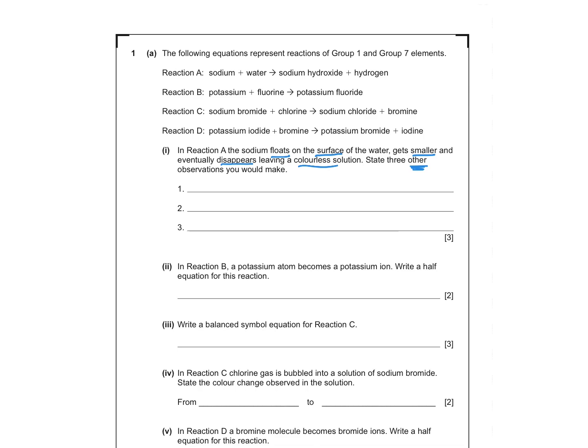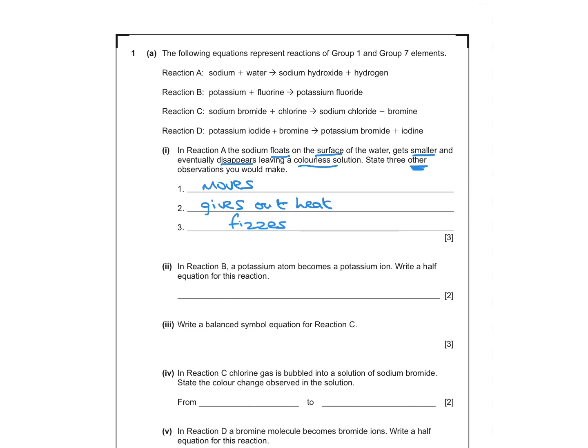So one would be moves. Another one is gives out heat. And final one, fizzes. You could say bubbles, they're the same thing. A fourth option would be that it melts. Sodium gives out a lot of heat, and the metal would actually melt into a ball. So you could say that as well.